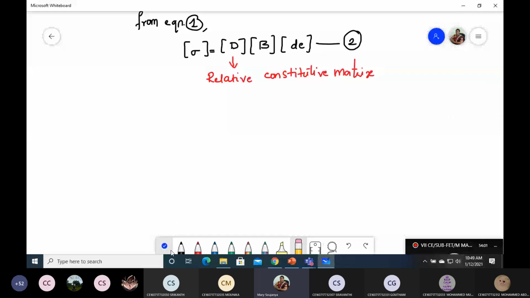For the equilibrium, did you write this? It is necessary to derive equilibrium condition of the element. Did you write that? No, ma'am. Write it down. It is necessary to derive equilibrium condition for an element.